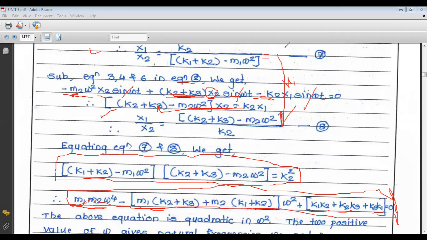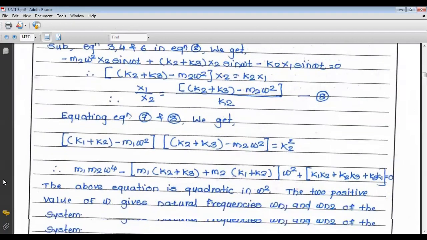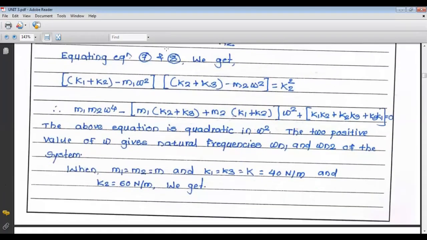So this above equation is a quadratic equation in omega square. So there are two positive values of omega which give the natural frequencies omega n1 and omega n2.